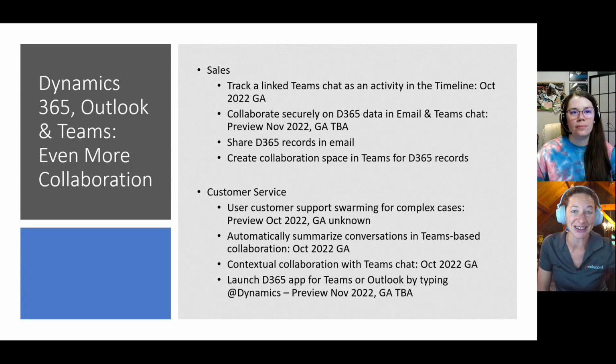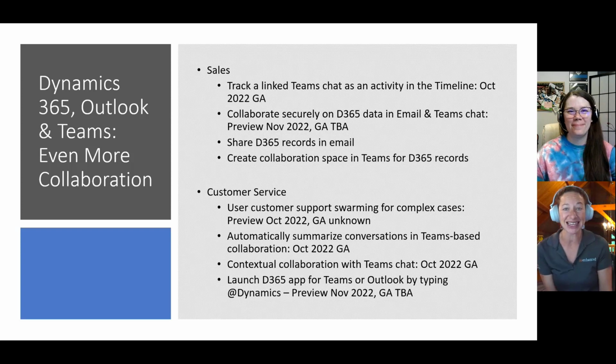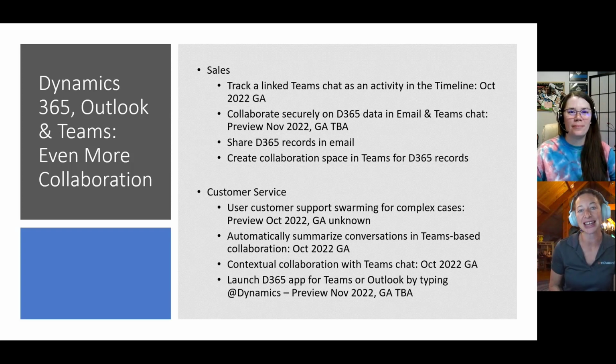So neat things that I saw along the lines of collaboration within these three Microsoft 365 products are that you can track a linked Teams chat as an activity in the timeline. That doesn't sound like a big deal, but if you've been playing around with the preview feature like I have, it's fantastic that you have this great Teams chat and it saves when you launch Teams chat, but it doesn't go in the timeline. And how cool would that be if it keeps a transcript in the timeline? So that's coming, general availability in October. I'm super excited about this one.